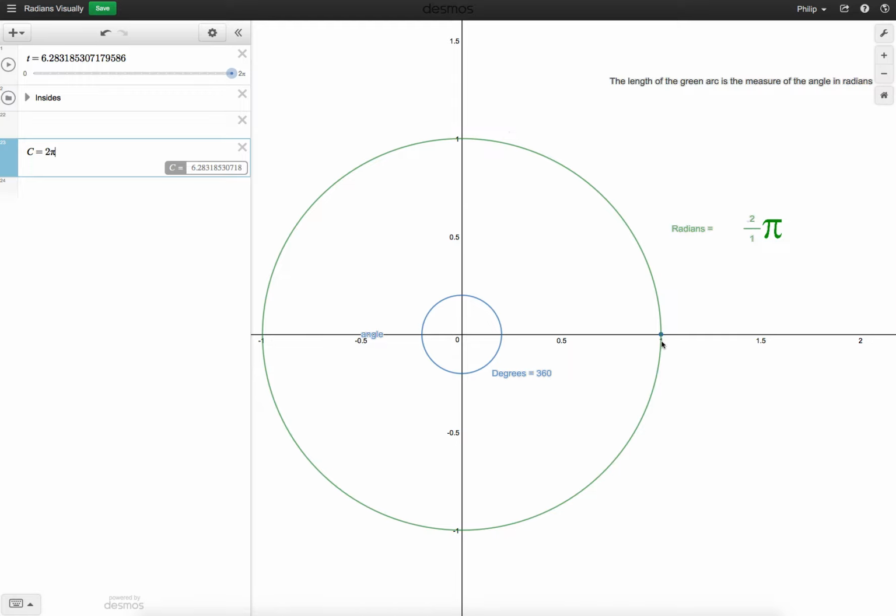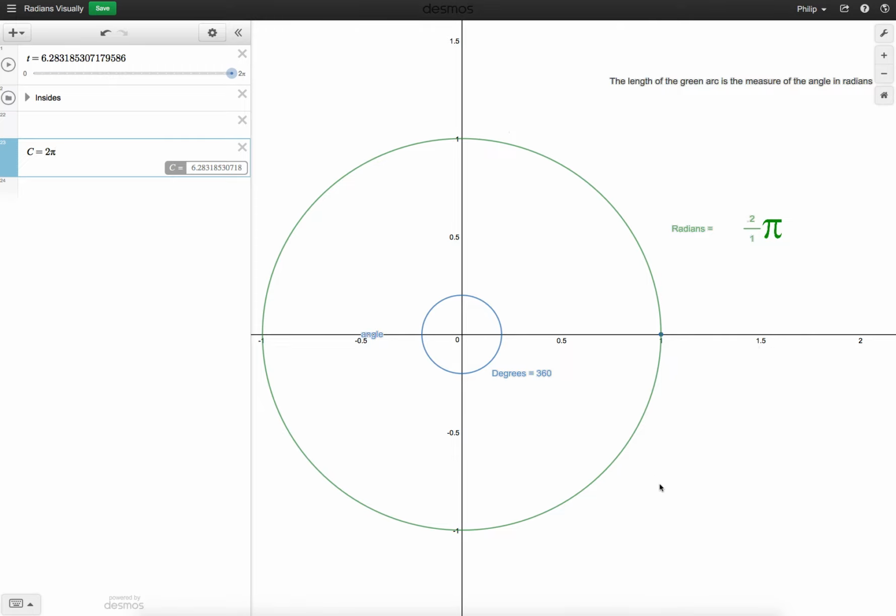So we would say that this angle that's measured, this whole circle, this whole angle, is 2 pi radians. And we know that that's the same as 360 degrees. Okay, so this is going to be the key: 360 degrees is equal to 2 pi radians. Okay, so this will be the key for us going forward. How do I convert from radians to degrees? Using that conversion factor: 360 degrees is equal to 2 pi radians.